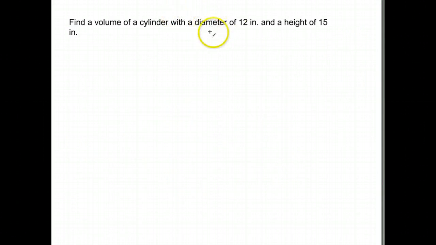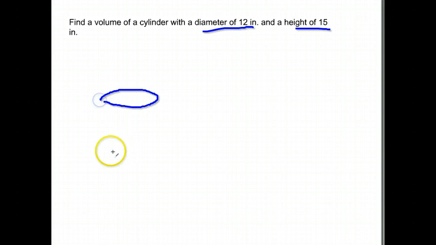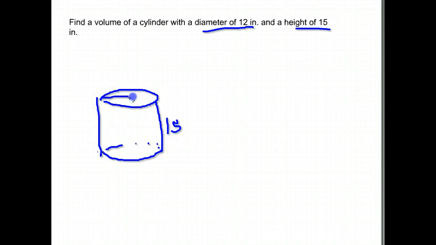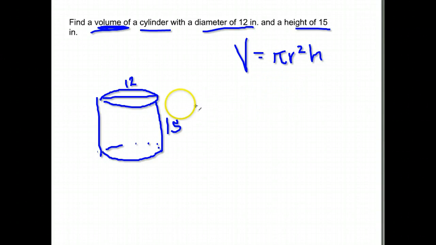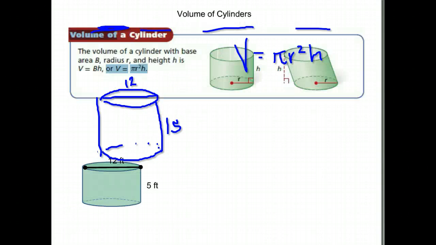Okay, find the volume of a cylinder with a diameter of 12 and a height of 15. So what are we looking at here? We have a cylinder. Okay, and the information they gave us is the height is 15, the diameter is 12. We want the volume of that cylinder. So we look at our notes, and the volume of a cylinder is pi times radius squared times the height. We fill in our information.